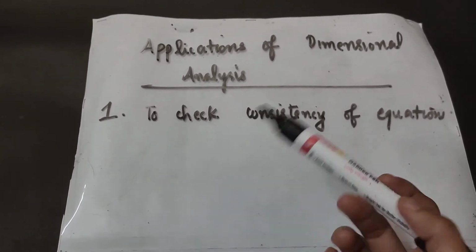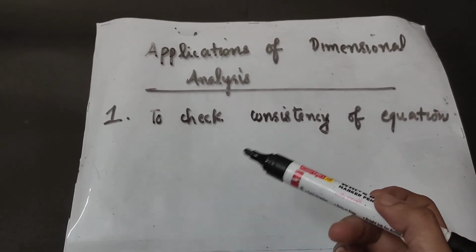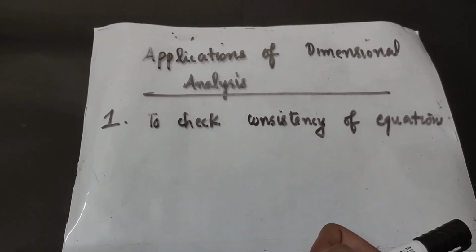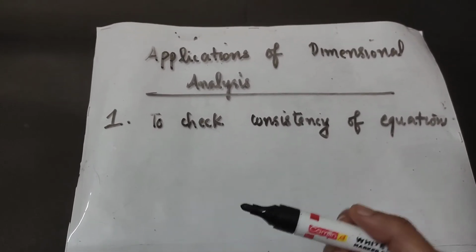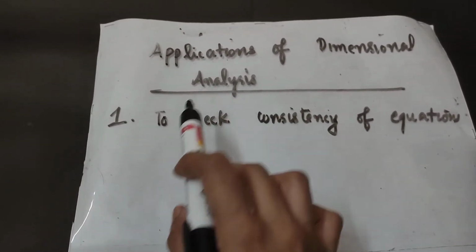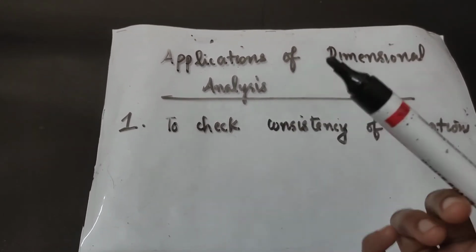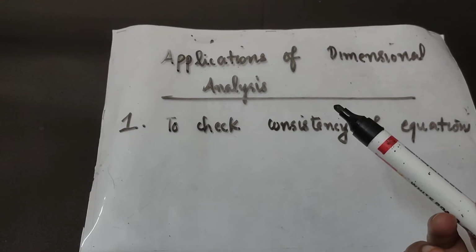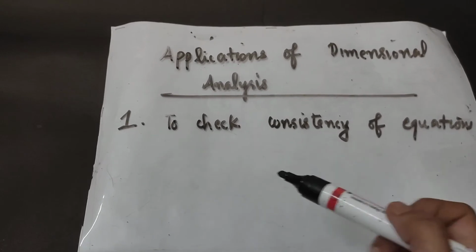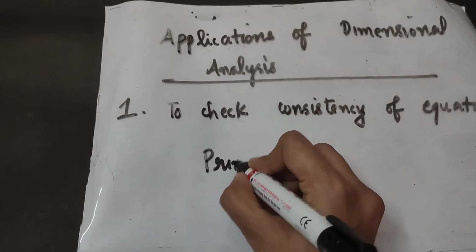I will tell you what you understand by this consistency of equations. In physics we have different equations, and in order to check whether these equations are correct or not, we can use dimensional analysis. Here, to check the consistency or the correctness of the equation, we are using a principle known as the principle of homogeneity.